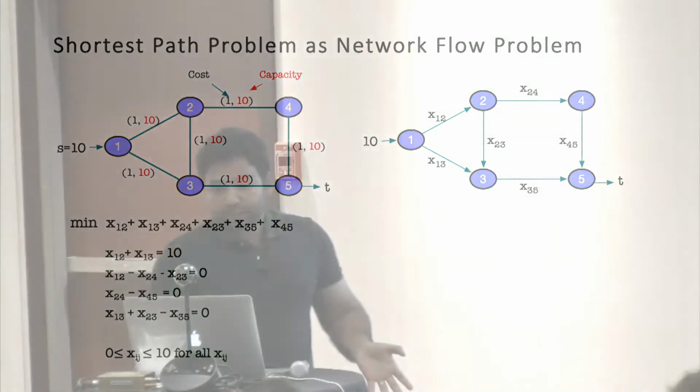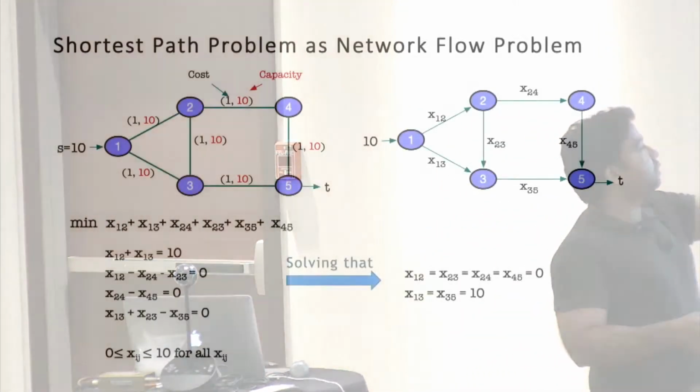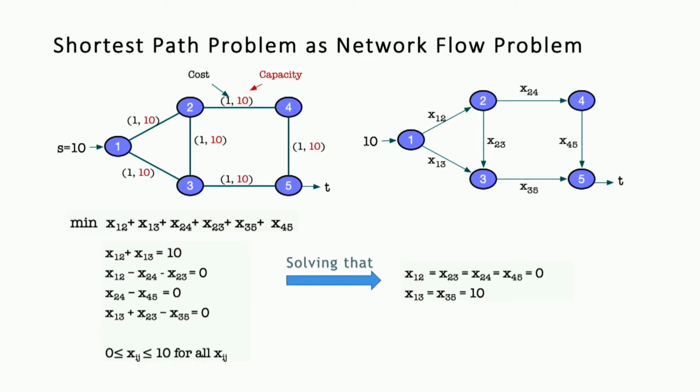If you solve this mathematically, the answer for this problem is x13 equals x35 equals 10. Since 10 is the amount of capacity I have asked for, my shortest path from S to T is going to be via 1, 3, 5. That's what it is showing. It's a very simple way to demonstrate this, but if you go into bigger problems, the variables and the problem become quite large. But this is a very simple demonstration of how linear programming looks.